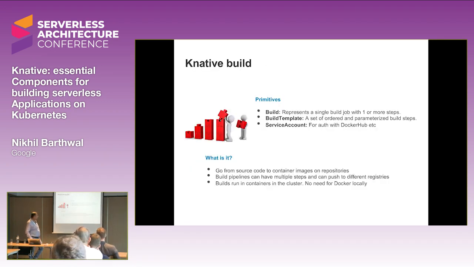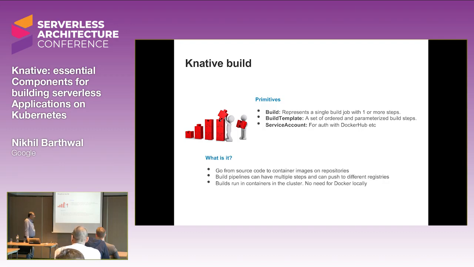So let's go into build. What build is? Well, it represents a single job. You also have a cloud build. I'll talk about cloud build later on. Build template, you have a set of ordered and parameterized build steps. And then obviously you need a service account to auth with Docker Hub. So what build basically does is it goes from source code to containers to repository.